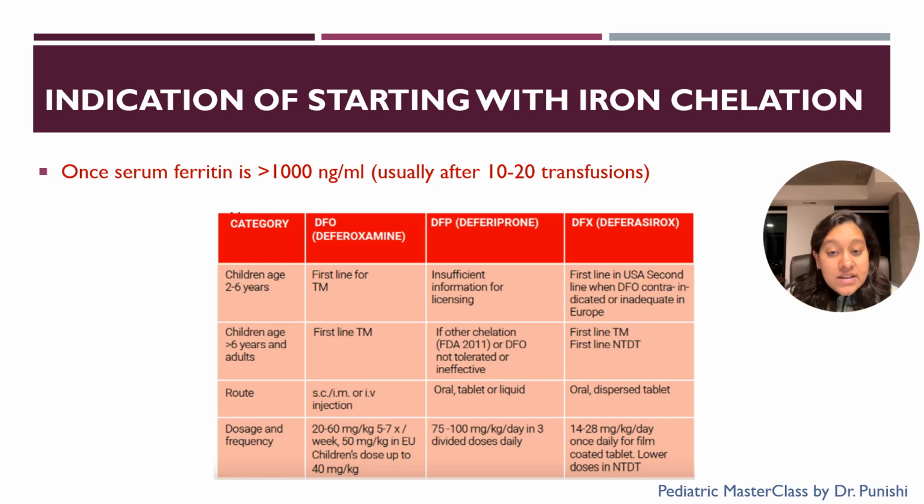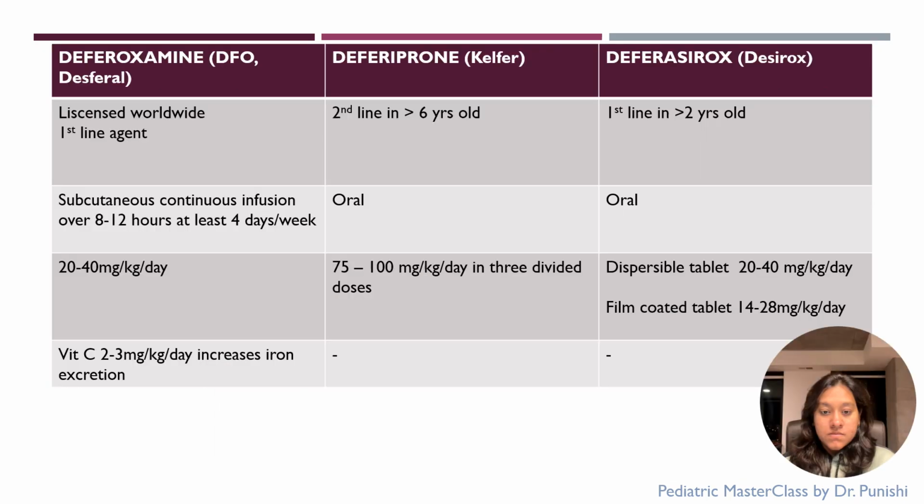Now, there are three iron chelators that have been approved and are being widely used for treating iron overload. It's very important to know the names, the mode of administration, the dosages, the associated side effects, and how we monitor for these complications. We will look at each one in detail, but the names of those three iron chelators are deferoxamine, deferiprone, and deferasirox. Now let's look at the broad differences between the three iron chelators.